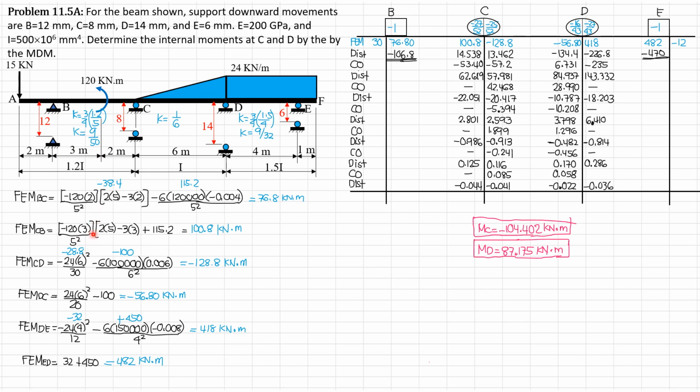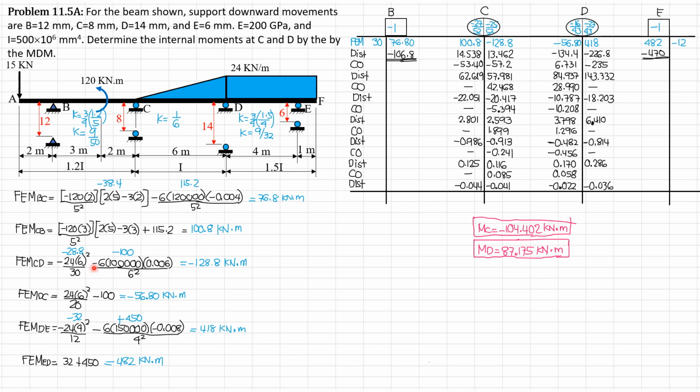Let's continue. Fixed moment CB is due to the load, -120 A, and A this time is 3 over L squared, quantity 2L minus 3A. And plus the side sway moment, which is the same, 115.2, then you will get 100.8 kilonewton meter.